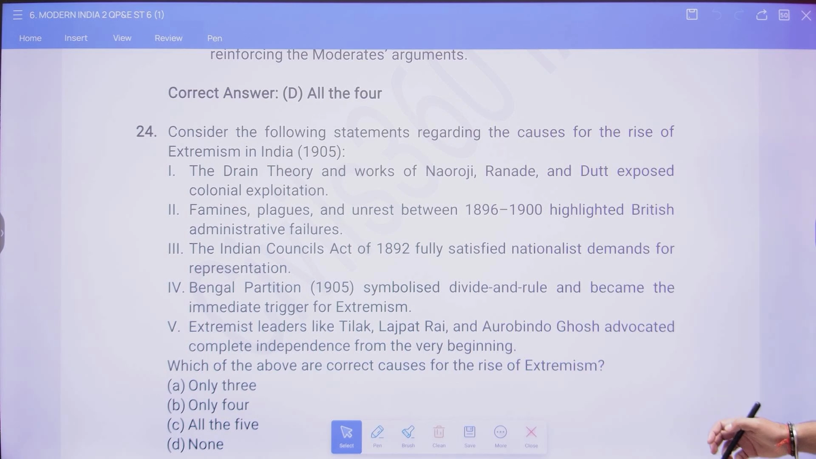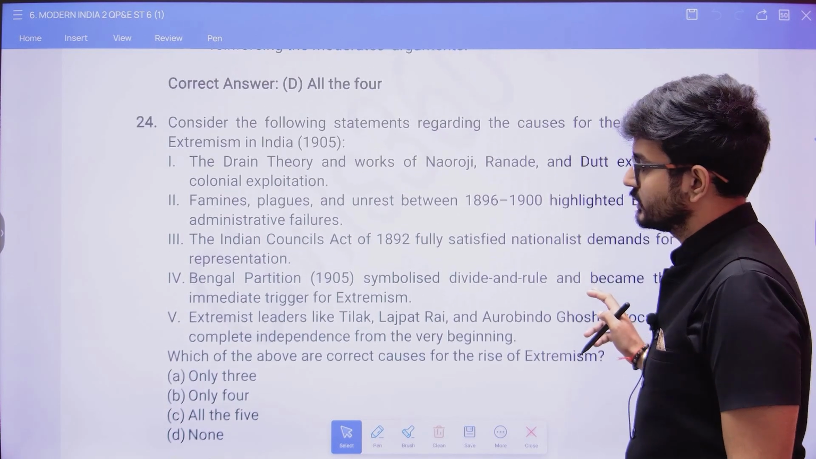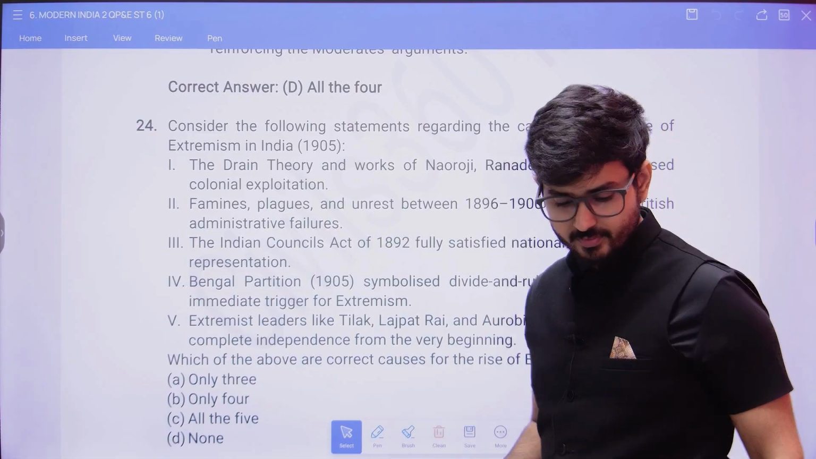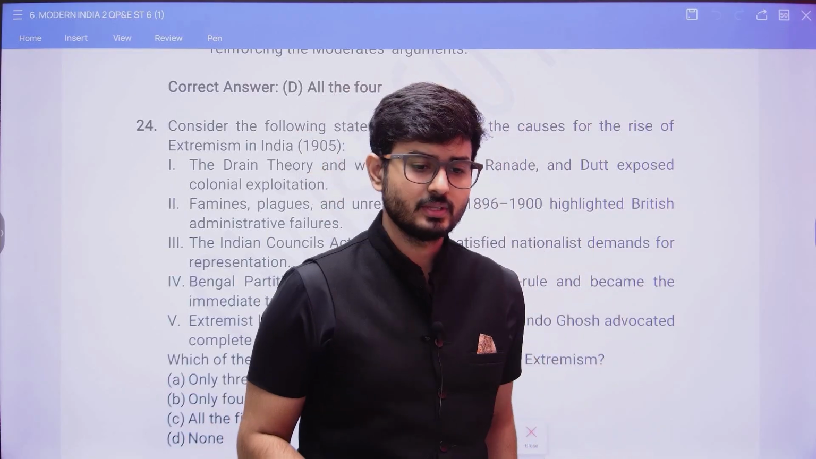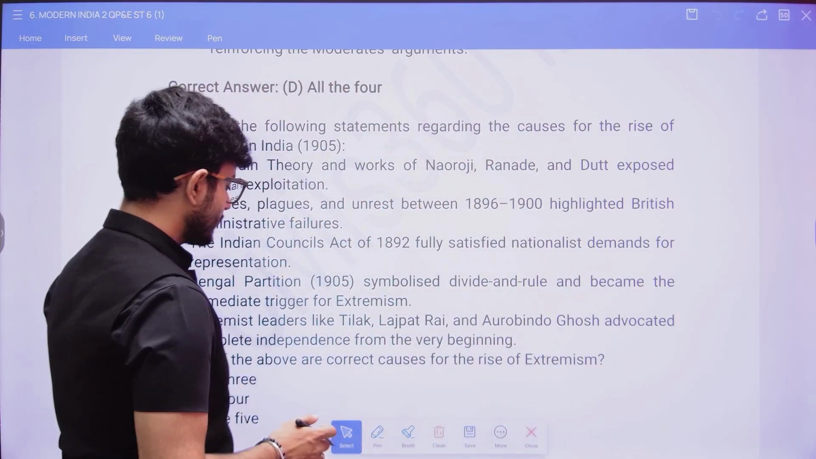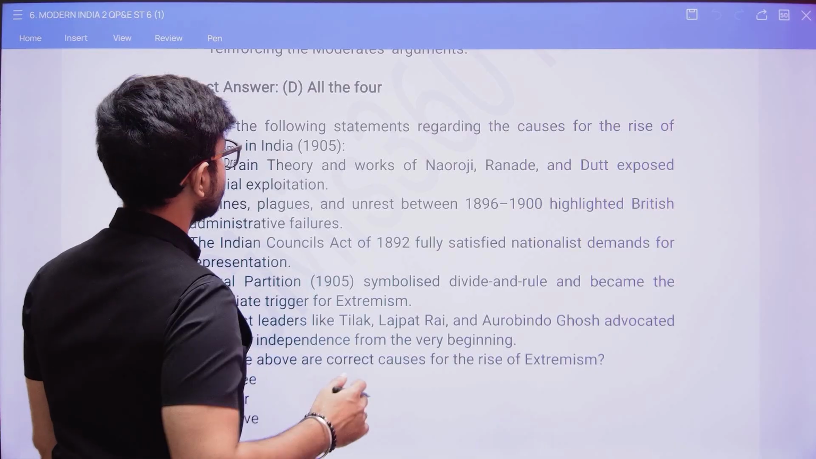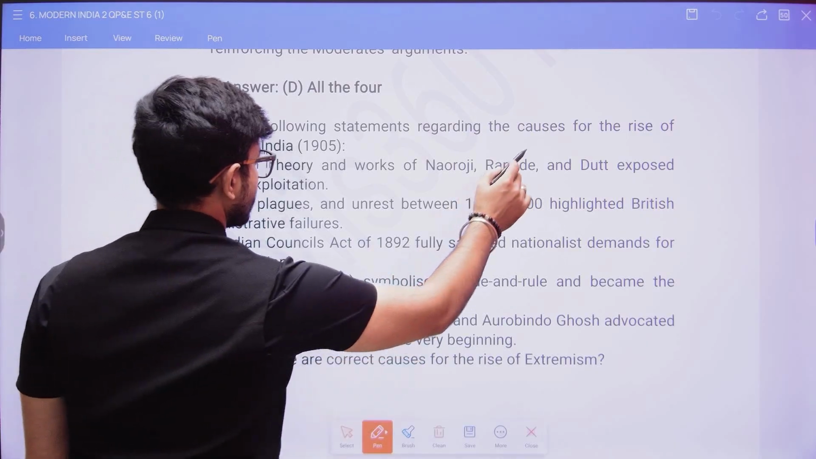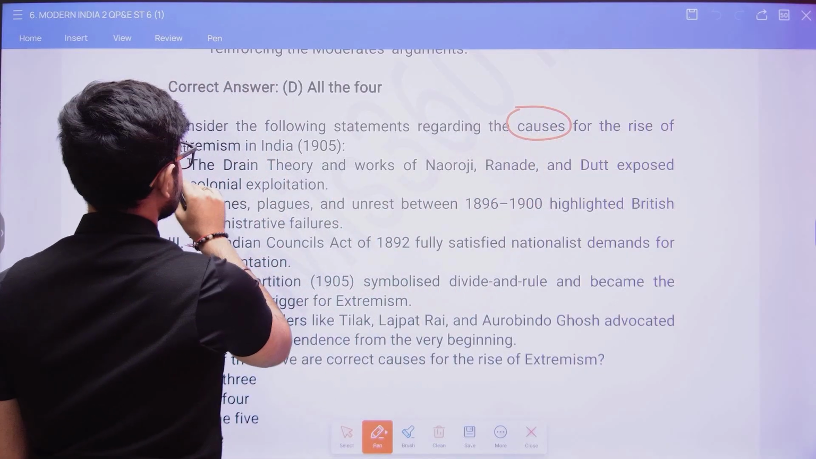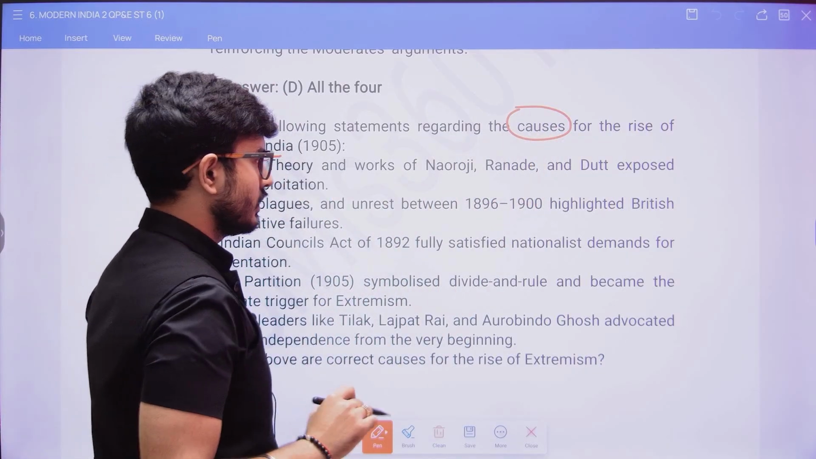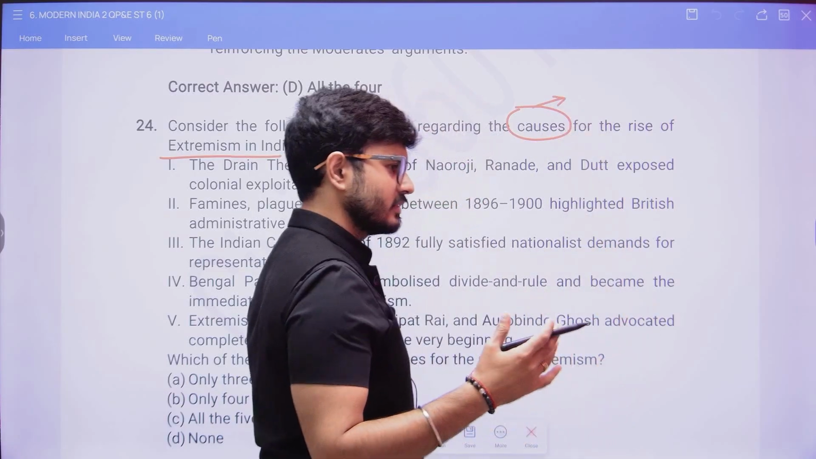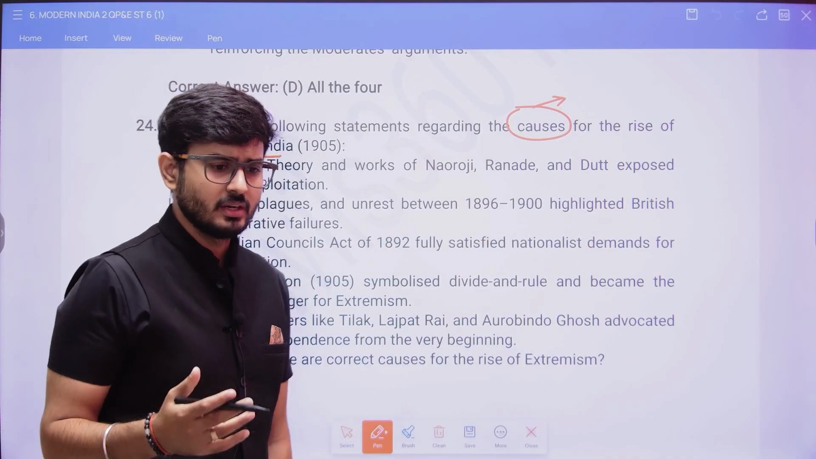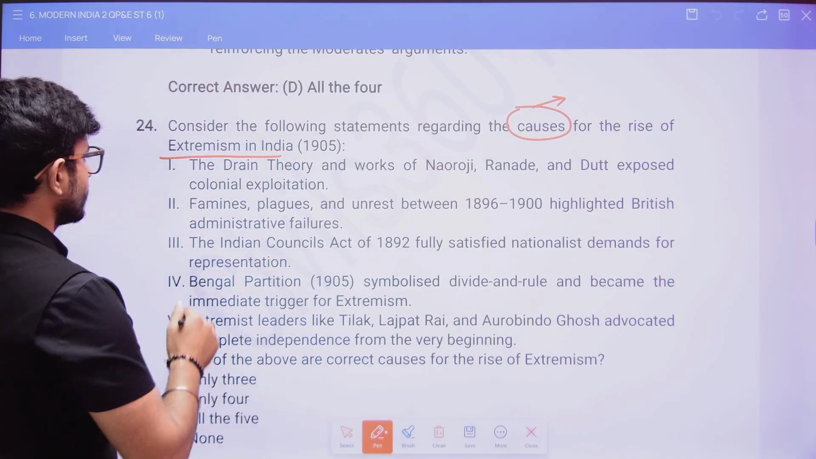Then in the 24th question, when we talk about this particular question, what can we understand from this question here? So let's just read it first. Consider the following statements regarding the causes for the rise of extremism in India. A classic question that is asked by the UPSC majority of the times in the examination. So let's just focus on it.